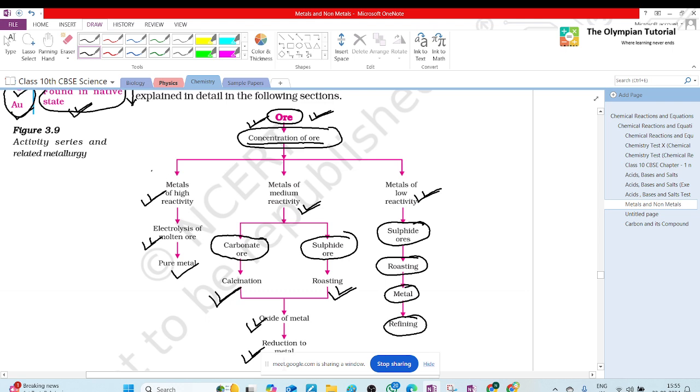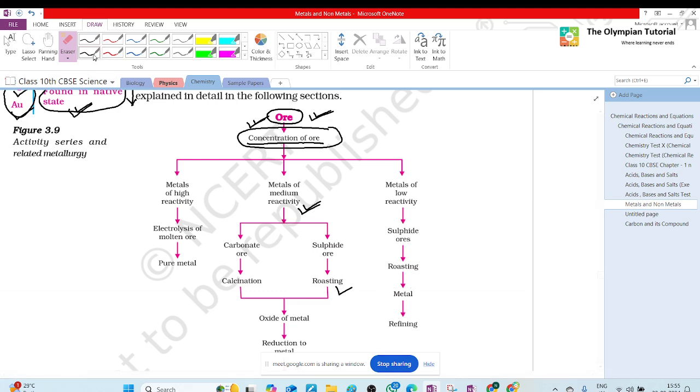There are three steps. What are these three steps? Metals of high reactivity, metals of medium reactivity, metals of low reactivity. Metals of high reactivity, which are at the top of the reactivity series, we do electrolysis of molten ore and we get pure metal.